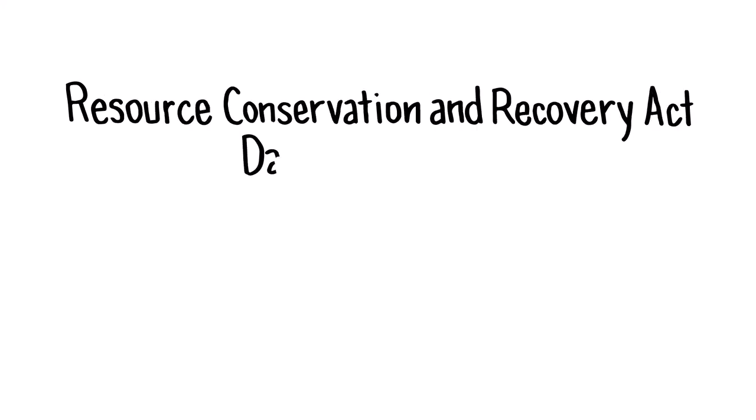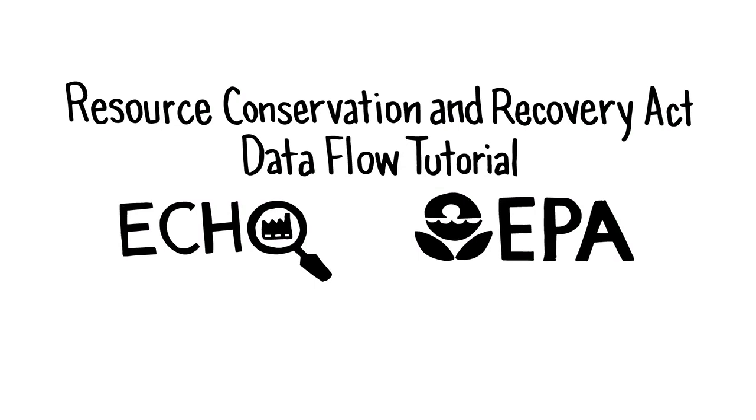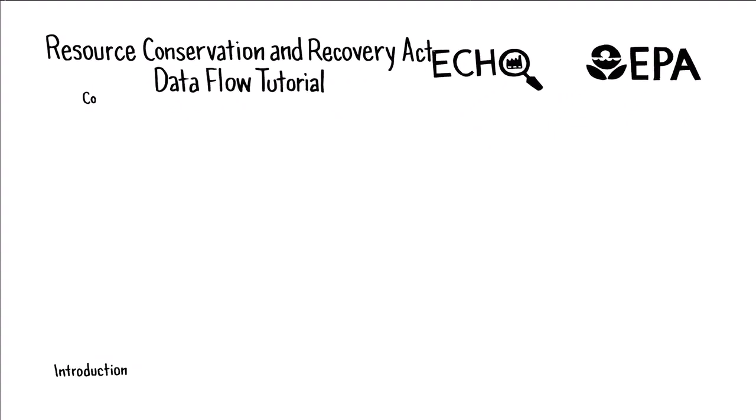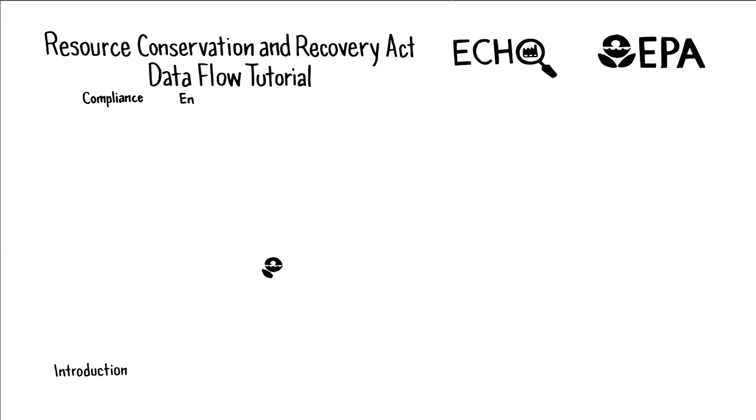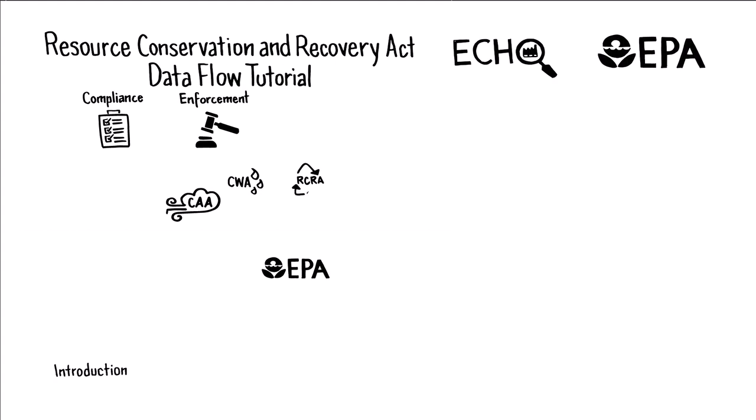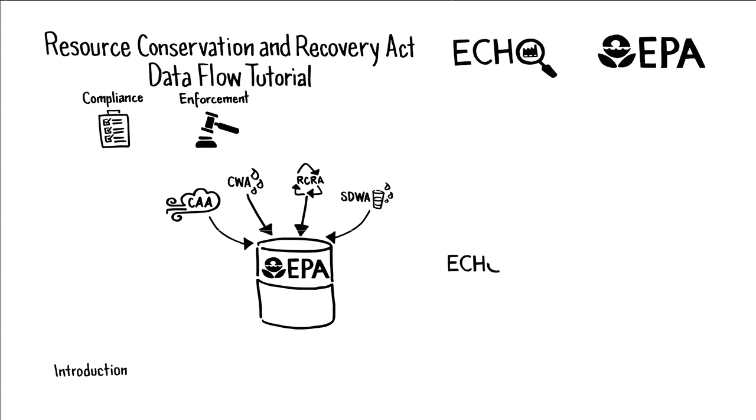ECHO data focuses on compliance and enforcement-related information for EPA-regulated facilities. ECHO collects compliance and enforcement information from EPA, as well as state, local, and tribal environmental agencies for environmental statutes such as the Clean Air Act, Clean Water Act, Resource Conservation and Recovery Act, and the Safe Drinking Water Act that are reported into EPA national databases.